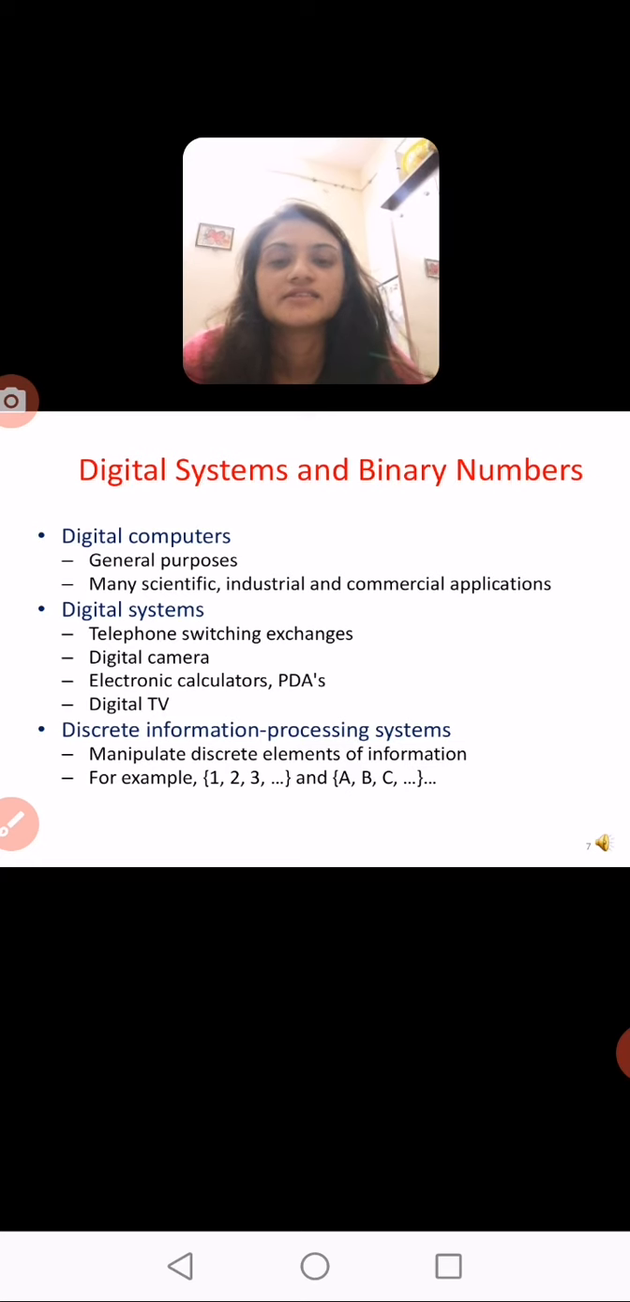Next is discrete information processing systems. These manipulate discrete elements of information, for example 1, 2, 3 or any alphabets A, B, C. If we consider all of these as symbols, then in binary codes each symbol is represented as a unique number.